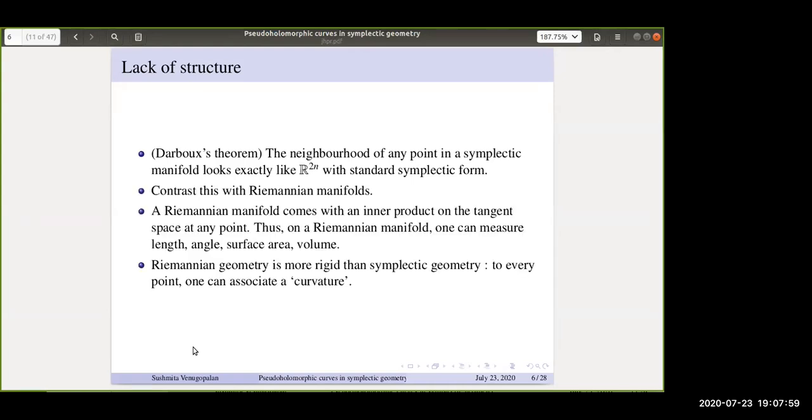This is in contrast with Riemannian manifolds. Riemannian manifolds are manifolds equipped with a metric at every point, or rather a metric on the tangent space of any point. Therefore, on a Riemannian manifold, one can measure things like length, angle, surface area, and volume. And in particular, at any point, one can associate a curvature of the manifold. That is a pointwise invariant, and that is something that is absent in symplectic geometry.